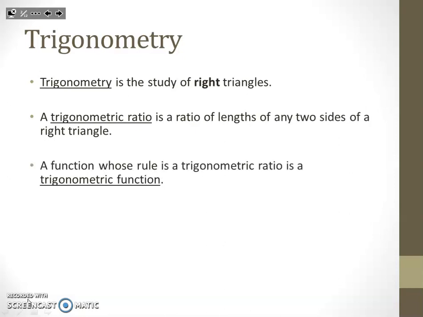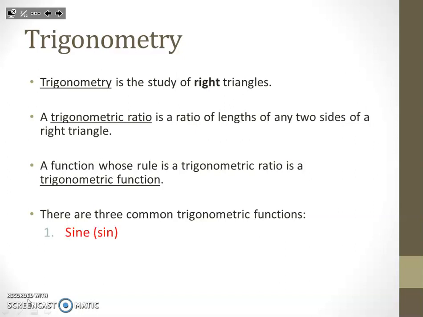A function whose rule is a trigonometric ratio is considered a trigonometric function. And there are three common trigonometric functions. The three common ones are sine, which you will always see written as S-I-N. Don't call it sin, or you're going to sound uneducated. Then cosine, which is written C-O-S, and tangent, which is written as tan. So every time you see these written, you're going to see sine, cosine, and tangent, and that's what they stand for.